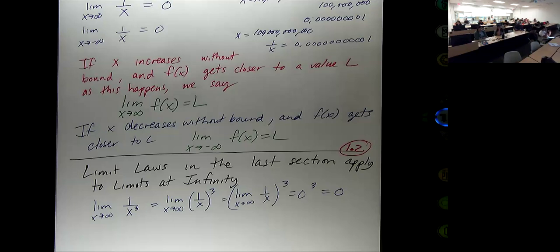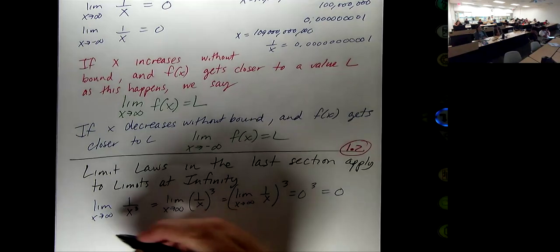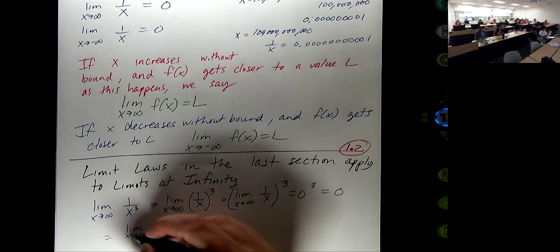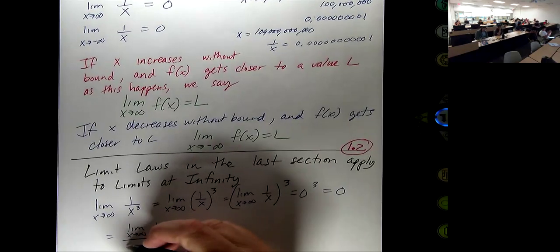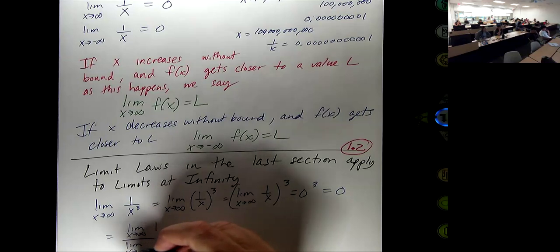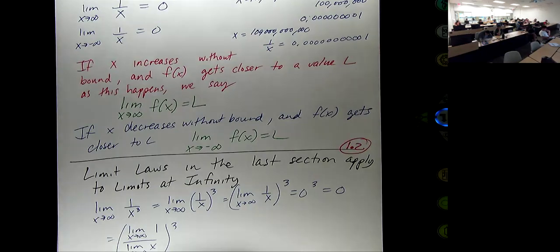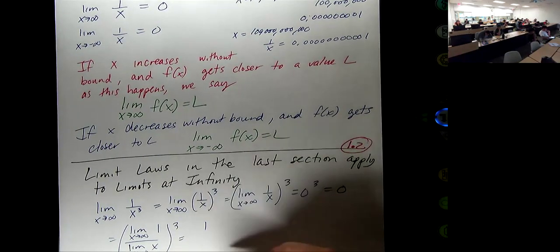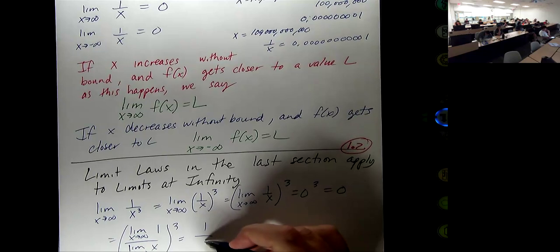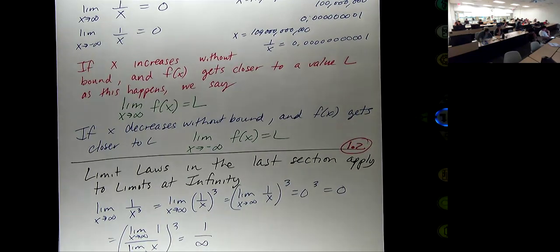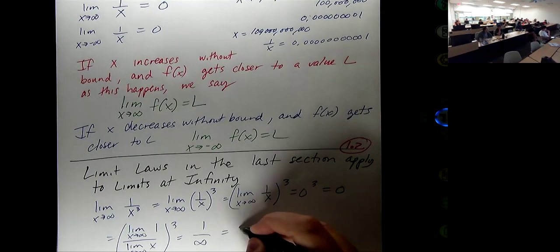So what happens when it involves division? We can do the limit on top and bottom. We can do the limit as x goes to infinity of 1 over the limit as x goes to infinity of x cubed. But there's no function on top, the top is going to 1. The bottom is going to infinity. And 1 over infinity is going to 0.